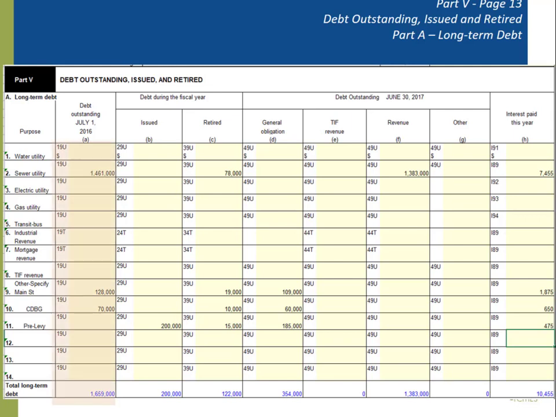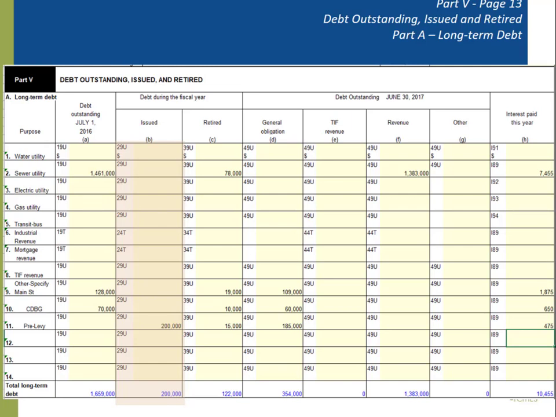In the first column, A, you have your debt outstanding as of July 1st, 2016. That was the beginning of your fiscal year. If you don't have that information handy on your outstanding debt report, you could pull out last year's AFR and use your ending balance. All of the purposes for these debts are listed in the left column. It could be a water bond, could be for your sewer, could be a TIF project. You have extra lines that you can add at the bottom. In this case, this city has a CDBG that they are paying back. They also took out a pre-levy and recorded it on this sheet as well.